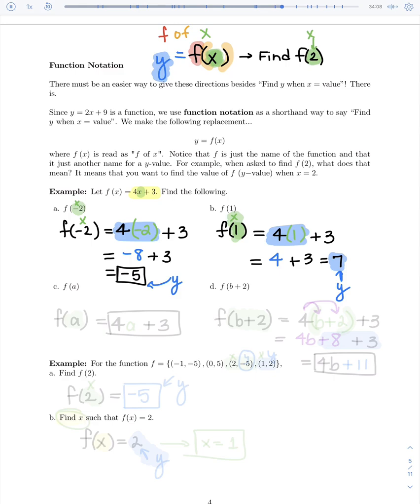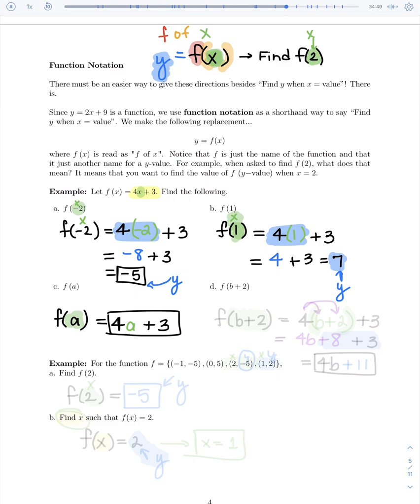Next one looks a little funny. They want us to find f of a. Don't treat it any different. What it means is to take whatever's inside, in this case an a, and plug it in wherever there was an x. So we've got 4, and then we replace that x with an a. And then we have our plus 3. However, notice you cannot add the 4a and the 3, just like you couldn't add the 4x and the 3, because they're not like terms. So we're done. If we find f of a, it just means to take an a and plug it in wherever there's an x.